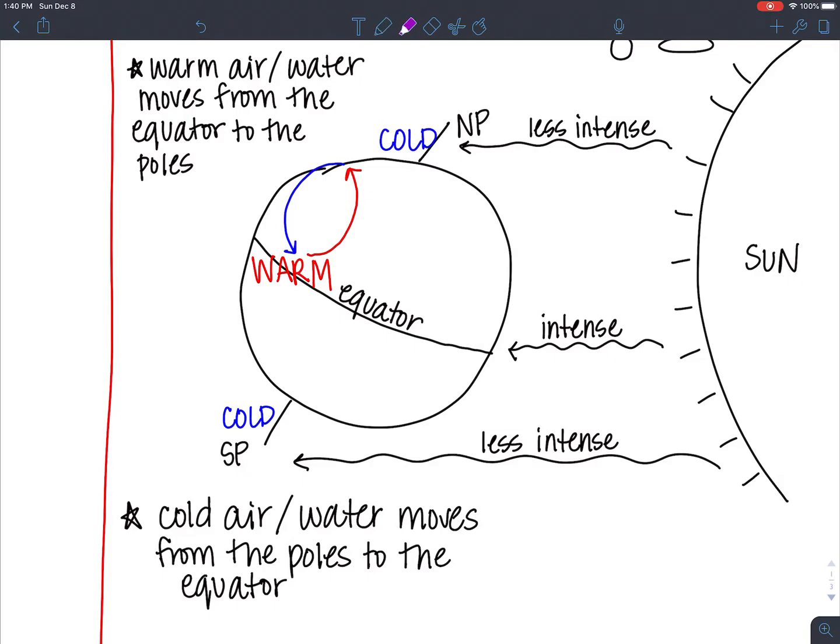Okay, one last thing that I forgot to mention, I'm going to grab my highlighter here. I want you to go ahead and highlight this information. Warm air and water moves from the equator to the poles. Cold air and water moves from the poles to the equator. Go ahead and highlight that, and then we're going to move on to our next notes page.